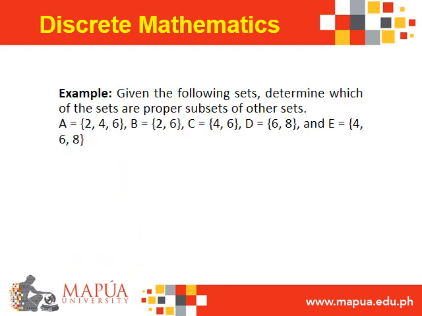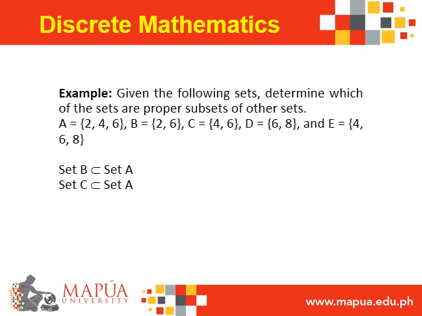This next example determines which of the following sets are proper subsets of other sets. So we're given set A, set B, set C, set D, and set E containing the following elements. From these particular sets, we can now say that set B is a proper subset of set A, because every element of set B is likewise seen in set A. However, set B does not contain all the elements of set A.